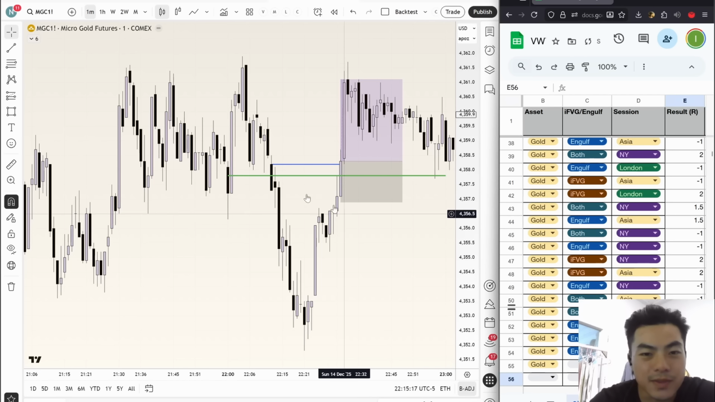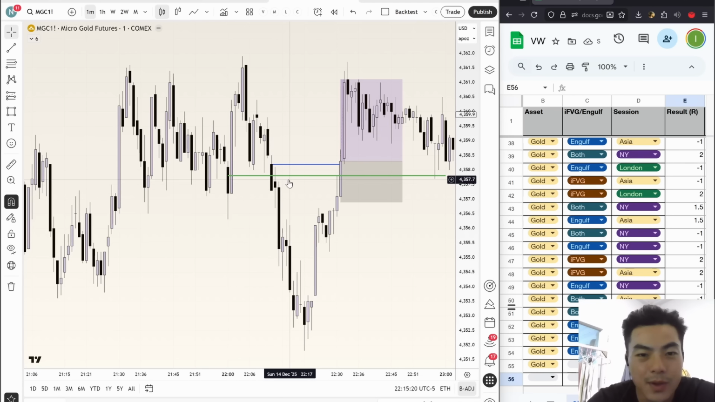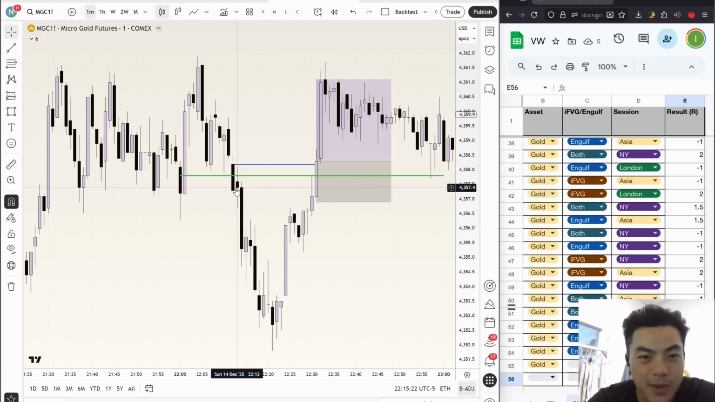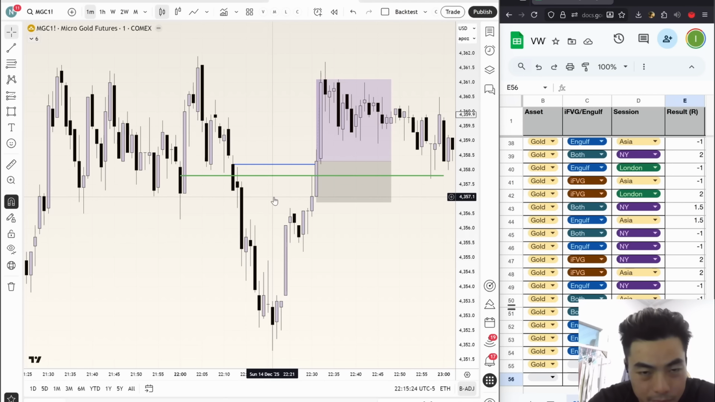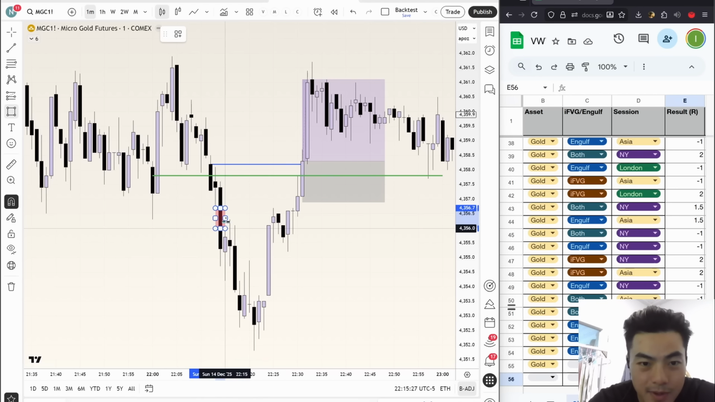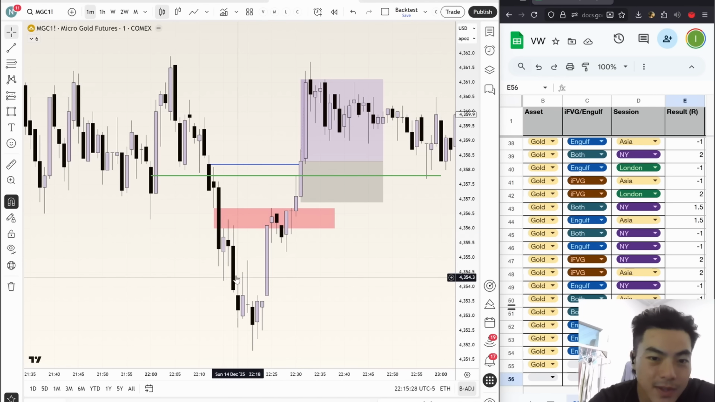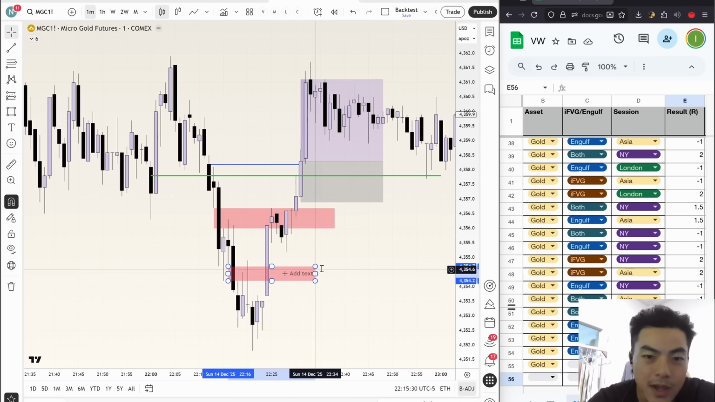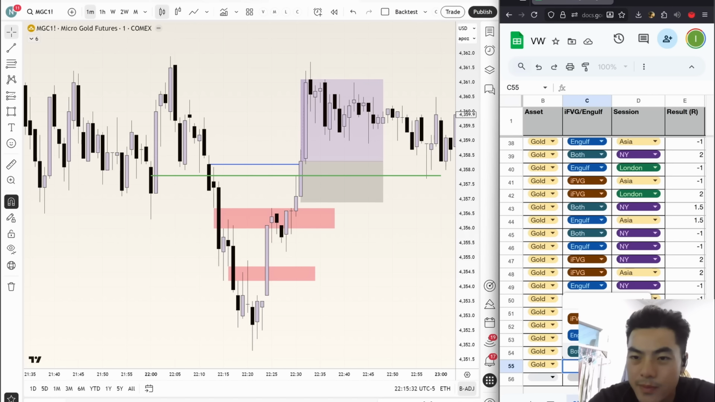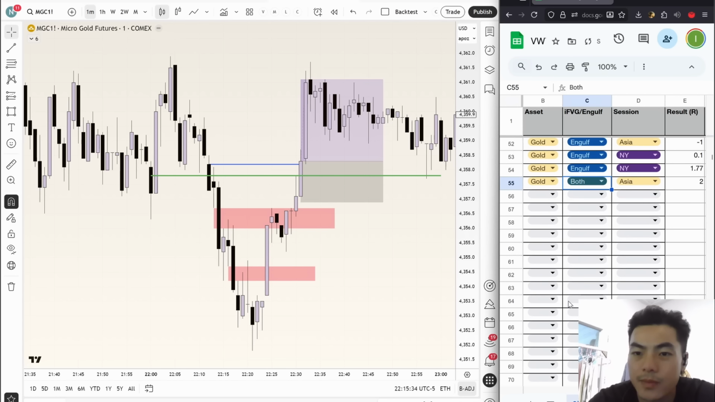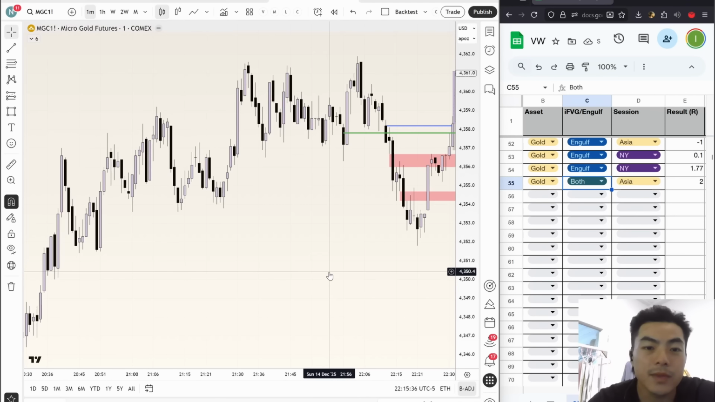Entry model is, yeah, we get an engulfing candle. We engulf the candle that took us under the POI. And there's also a bunch of inverse fair value gaps. So I consider that both. Alright, moving on.